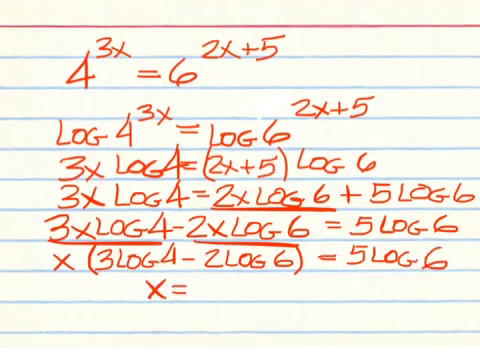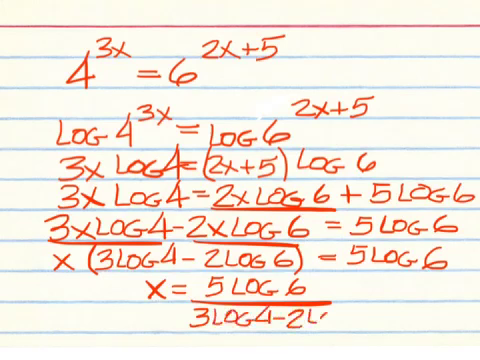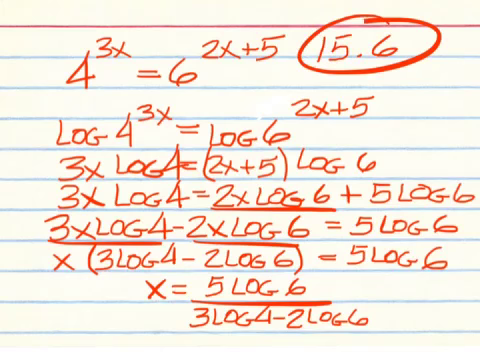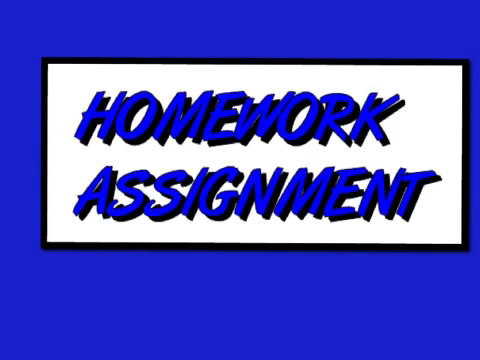Now to get x by itself, we need to divide 5 log 6 by the quantity of 3 log 4 minus 2 log 6. You should at that point come back with an answer of 15.6 rounded to the 10th place.